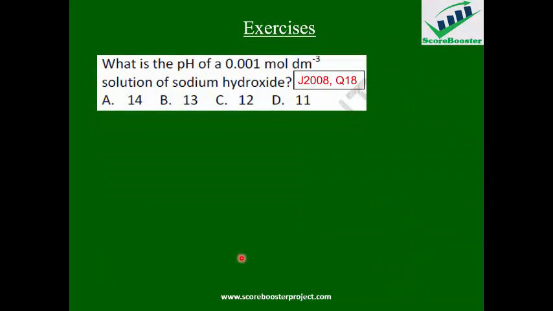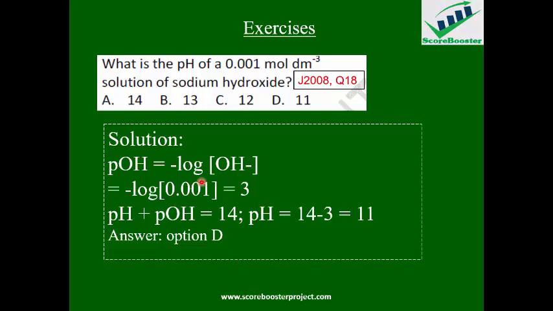What is the pH of a 0.001 mole per dm cubed solution of sodium hydroxide? So this question is tricky. We have to find the pH of a solution, but that compound is a basic compound. So what we need to get first is the pOH. We need the formula to calculate the pOH. Then we subtract the pOH from 14 to get the pH. That is what I did here. Find the pOH. After finding the pOH, you get 3. Now subtract that 3, the pOH, from 14, because pOH plus pH is equal to 14. So if you subtract the pOH from 14, we get 11, that is option D.